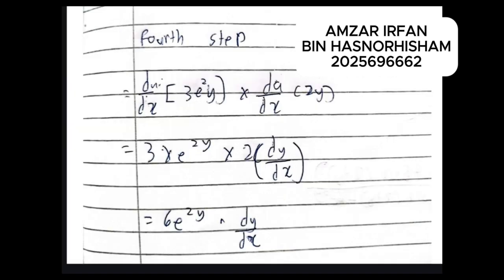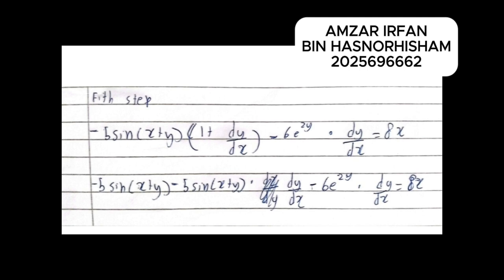Moving on to the second term, which is 3e^(2y). Again, we apply the chain rule. The exponential function's derivative is itself, and we multiply by the derivative of the exponent 2y with respect to x, which is 2 times dy/dx. So this term becomes 6e^(2y) times dy/dx.